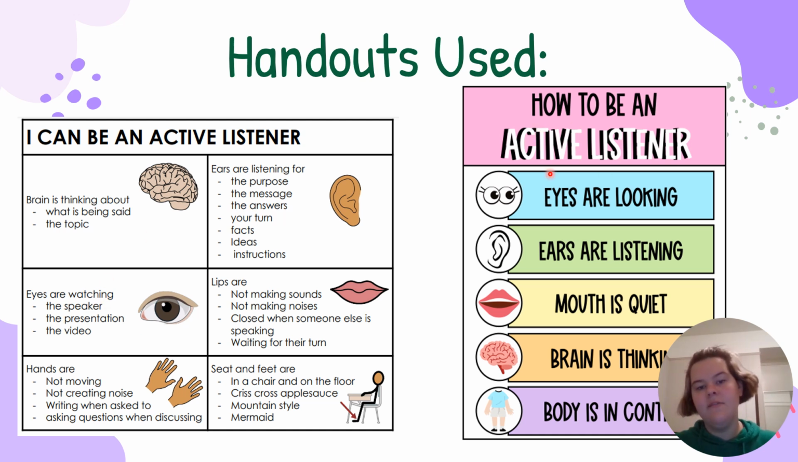This says how to be an active listener. Eyes are looking, ears are listening, mouth is quiet, brain is thinking, body is in control. This one would probably be used in an elementary class or a lower middle school level class. This one would be better for, say, your 7th or 8th graders.